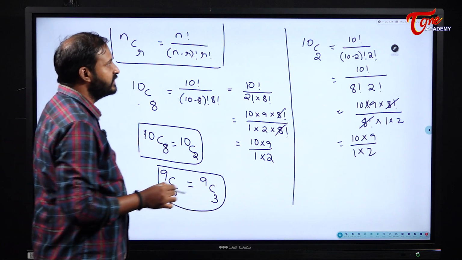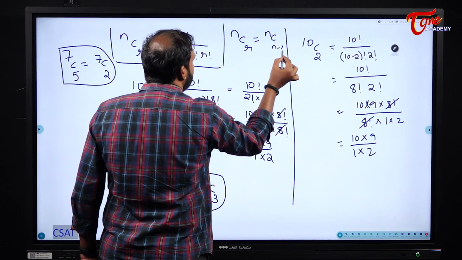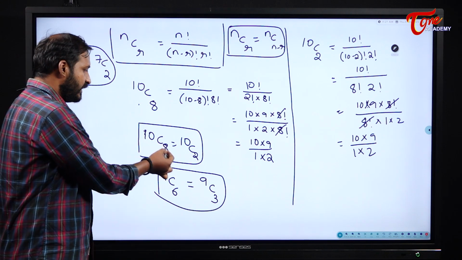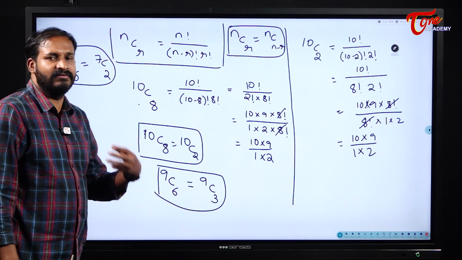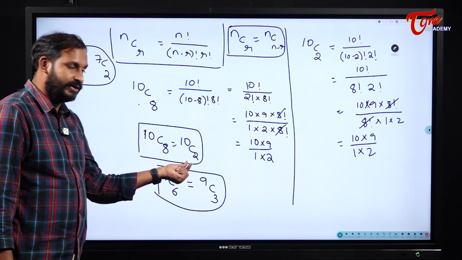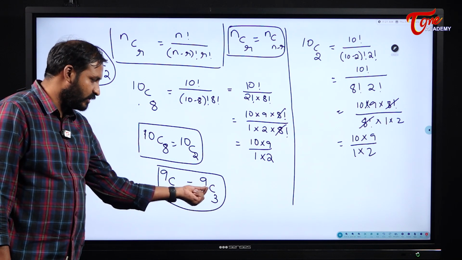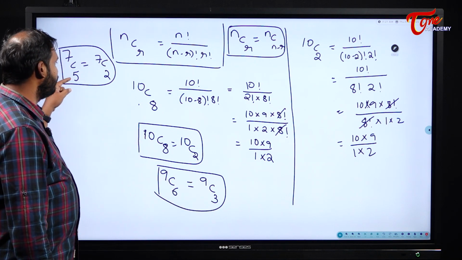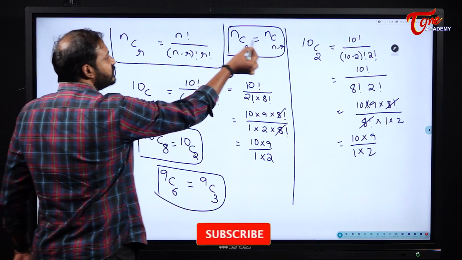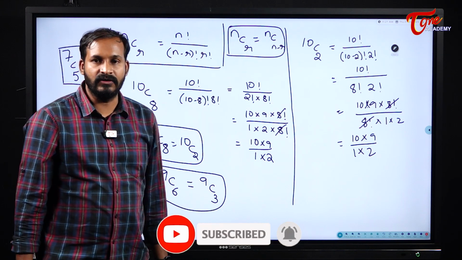So the formula we can derive from this is nCr is equal to nC(n minus r). Students, please try to understand this. 10C8 we can write as 10 minus 8 is 2, so 10C2. 9C6 is 9C3, and 7C5 is 7C2. Understood? From this we are deriving one formula: nCr is equal to nC(n minus r).